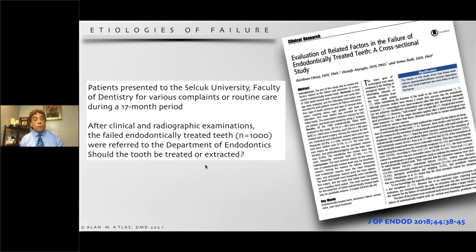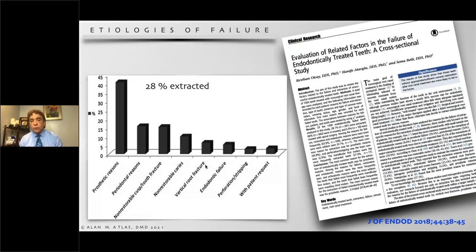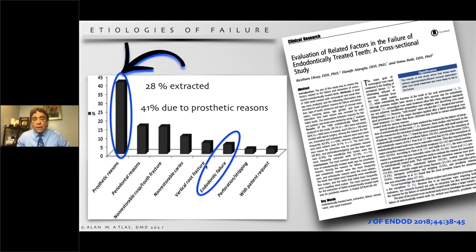But they were referred to the department in endodontics with that very important question: should the tooth stay or should it go? So what they did find was very interesting. Out of those 1,000 teeth, 28% or 280 had to be extracted. We see that endodontic failure was not a very big part of the failure rate, as in Salarabi's study. But what we do see, 41% of these 28% extracted, or 280 teeth, which is well over 125 teeth, were due to prosthetic reasons. So prosthetic reasons was the biggest reason why these teeth were failing.